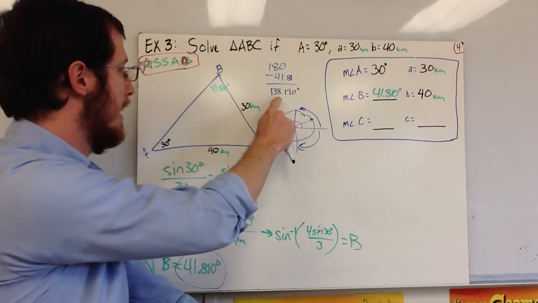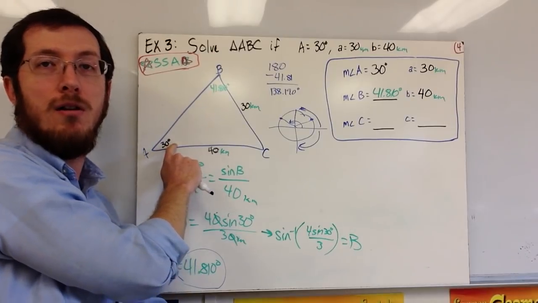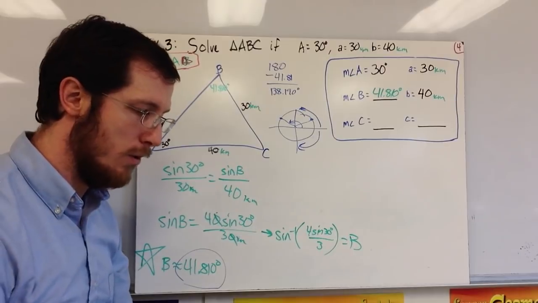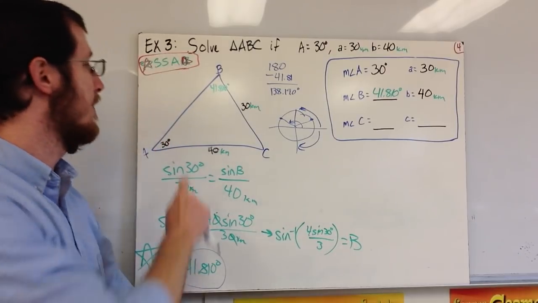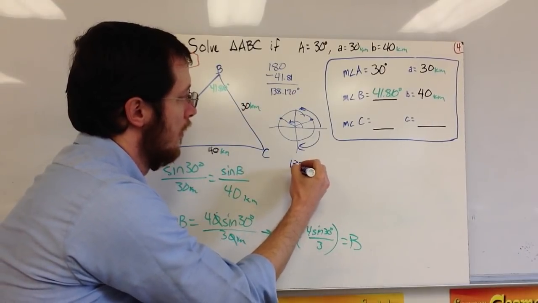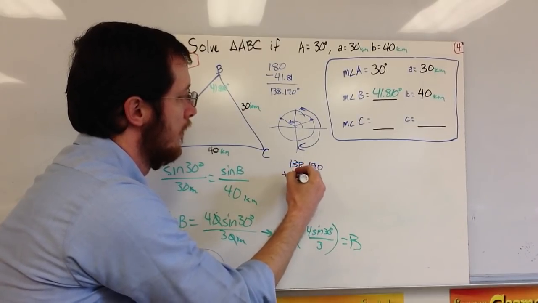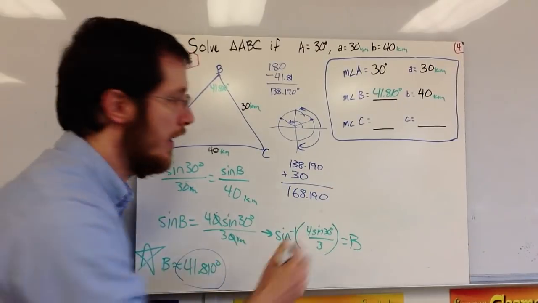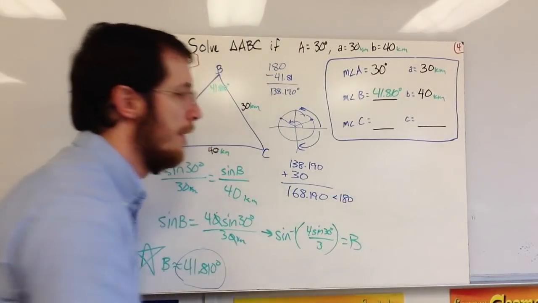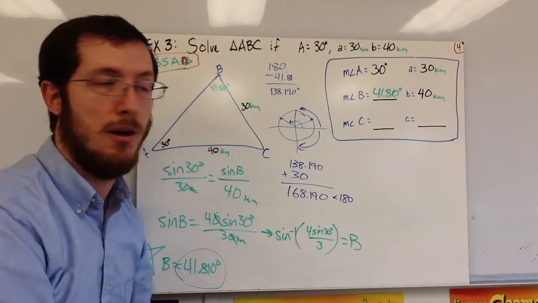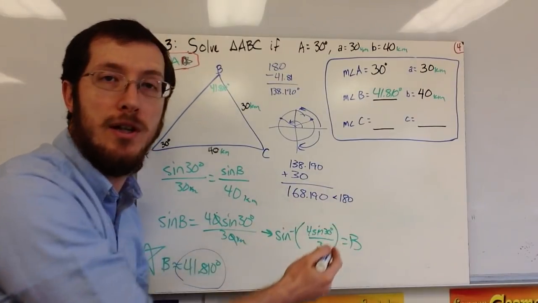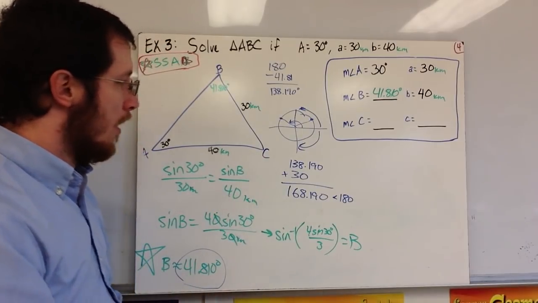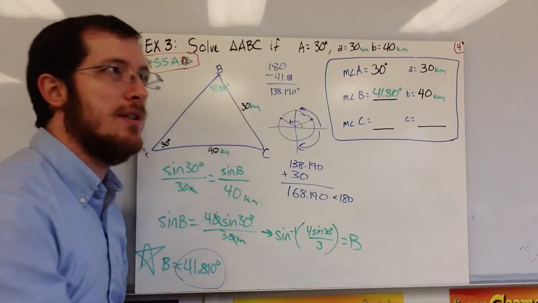And then if we take that and include that with our originally given angle from our problem, so if we add those two together, so 138 plus 30, if that sum is less than 180, then there is another possible solution to this problem. Okay, if it's greater than 180, then there's not. There will just be one solution. All right, so we're going to have a second possible solution.